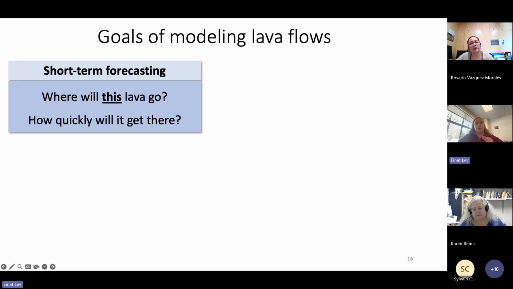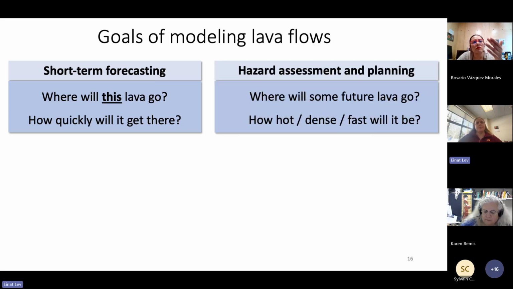So the goals of modeling lava flows can be short-term forecasting, where you're trying to answer the question of where this specific lava will go, and also how quickly will it get there. It's a different civil defense response if the lava will get to a place in a day or in 2 weeks. For example, if you need to close a road, if you need to evacuate a community.